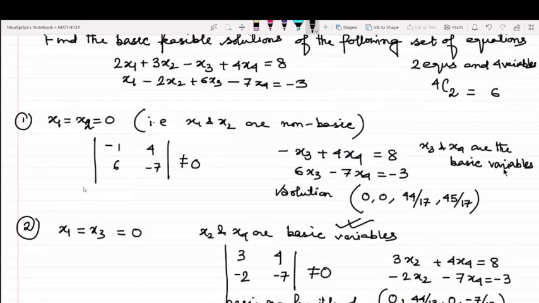Okay, so I hope in this manner you will be able to find out the remaining solutions as well. We need to take into account all the 6 cases one by one, and depending on their non-negativity and the determinant value, we will be concluding whether the solution is basic and feasible. Right? Do I need to do all the remaining?